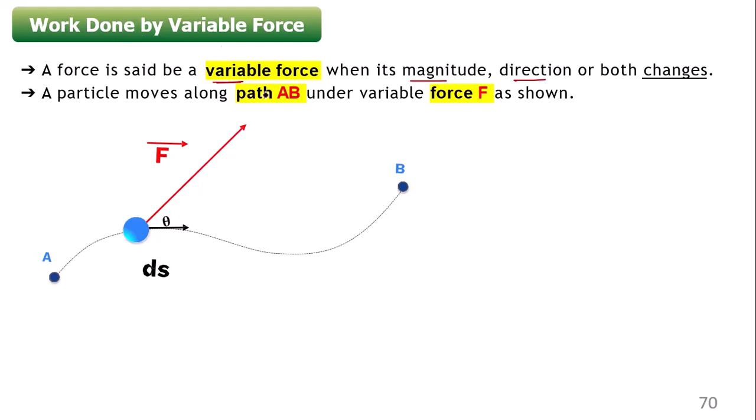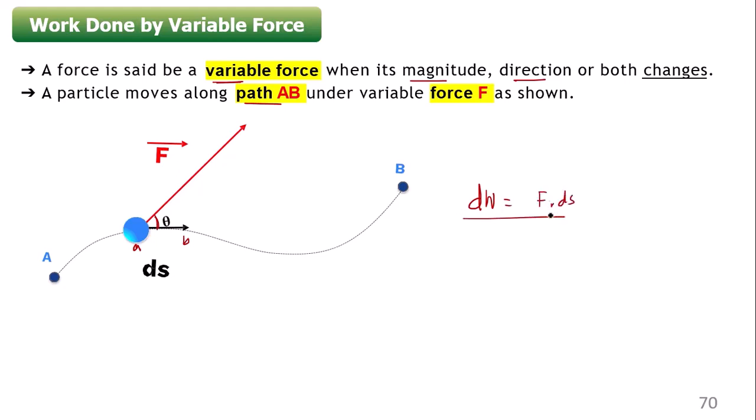A particle moves along a path AB under the variable force. Okay, let us say the particle is moving along AB under the variable force. At any instant, you say that the force is making an angle theta with the displacement vector ds. So from point, let us say small a to small b, you are moving the particle, and in that situation, you are moved by a displacement of ds. So in moving the particle from point A to B, you are doing a small work, that is dW, that is equal to what? F dot ds.